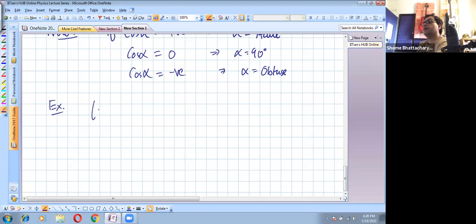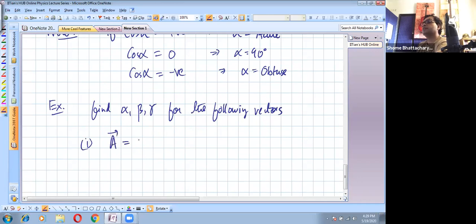Find the angles alpha, beta, and gamma for the following vectors. This time we'll see something interesting. We will see a vector which actually lies only in the xy plane, 3i cap plus 4j cap. But let's apply the formula anyway and see what we get over here. Similarly, let's take the case of a vector which is lying, say, like this. It is 3i cap plus 4j cap.